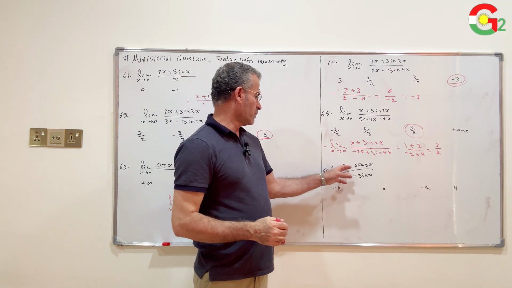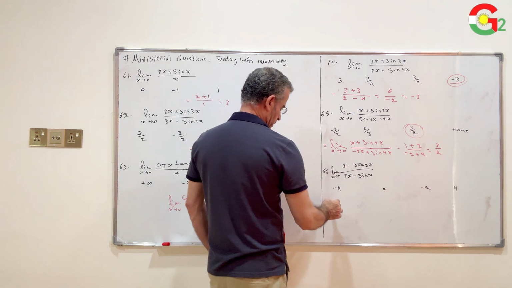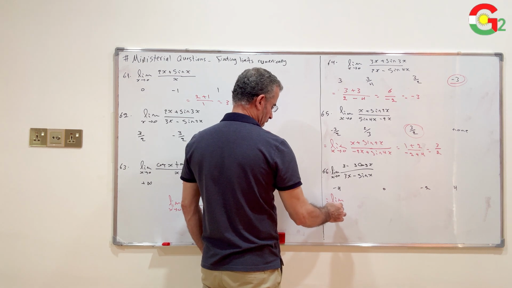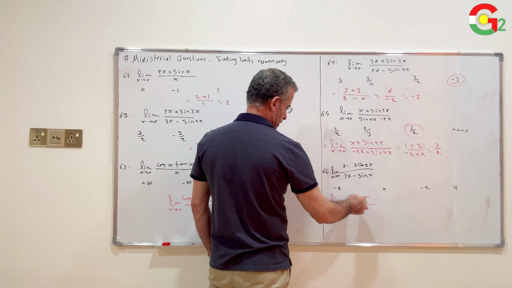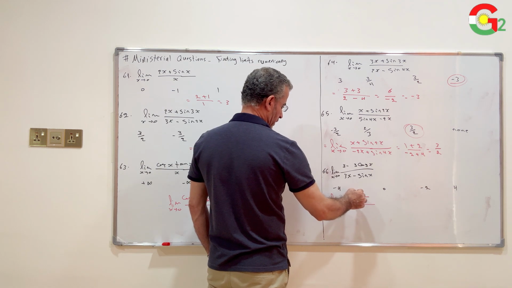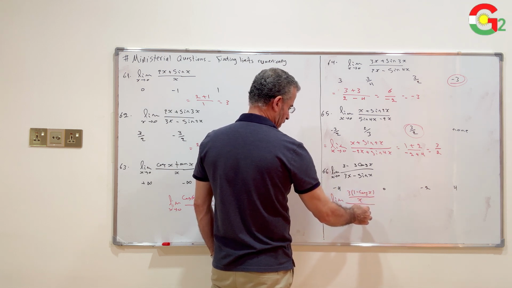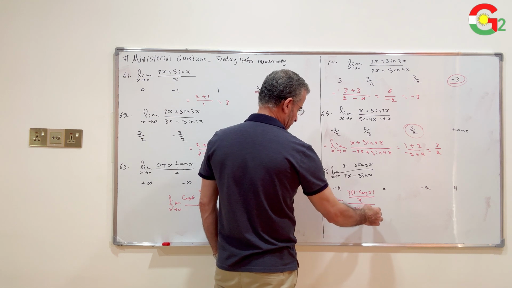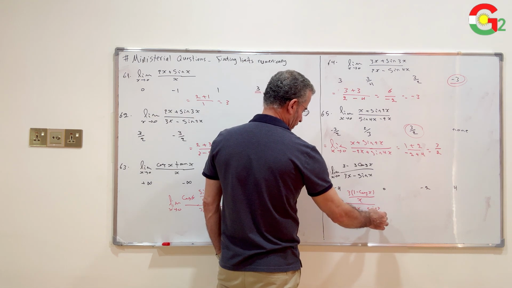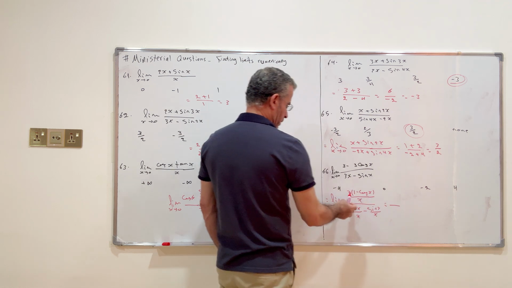Question number 66. Limit as x approaches 0 of 3 minus 3 cosine x over 3x minus sine x. Divide the numerator and denominator by x, and factorize the numerator by 3: 3 times (1 minus cosine x) over x, over 3 minus sine x over x.